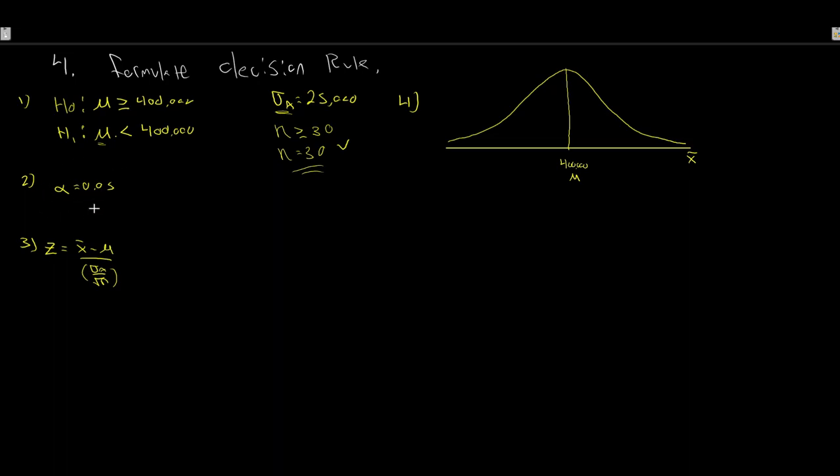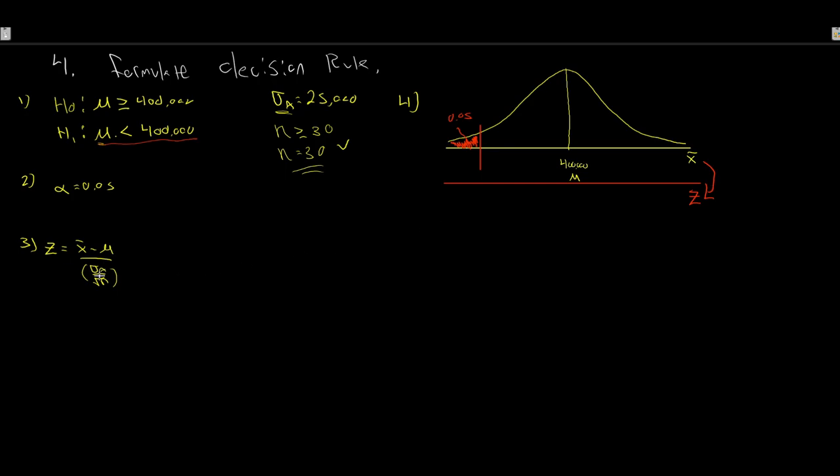So I want a 5% significance level. Keeping in mind, my alternative is that mu is less than 400,000. So I'm going to put in some cutoff region such that this area here is 5%. My alternative is saying I'm looking for a mean less than 400,000, so I'm strictly looking in the left-hand tail. What I want to do now in step four is figure out what my corresponding z value is.